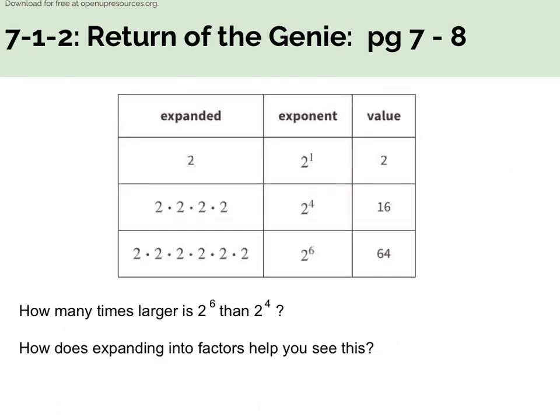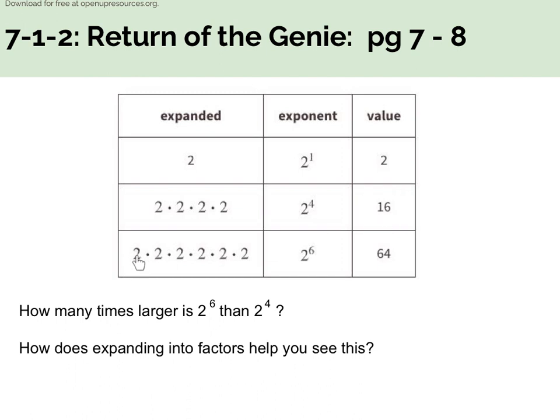Let's go ahead and turn to page 78. Let's go back to the genie information itself, and notice how I put everything into a table. Notice how we have 2, and it's 2 to the first, the value is 2. Then we have 2 times 2 times 2 times 2. It's 2 to the 4th. So 1, 2, 3, 4. The exponent is 4, but the base, or what is being repeated over and over again, is 2. And then 16 is the actual value.